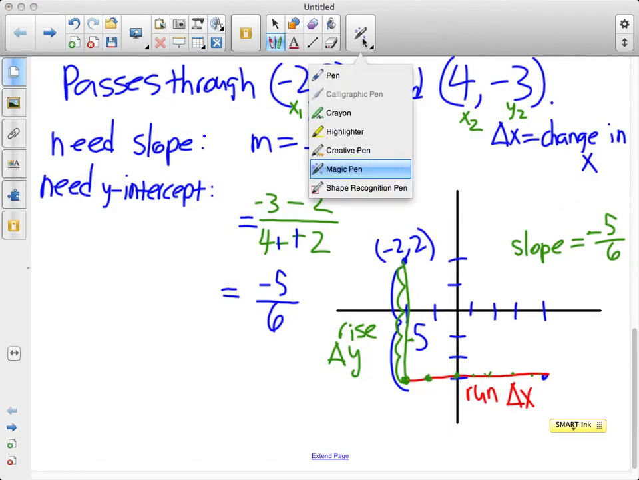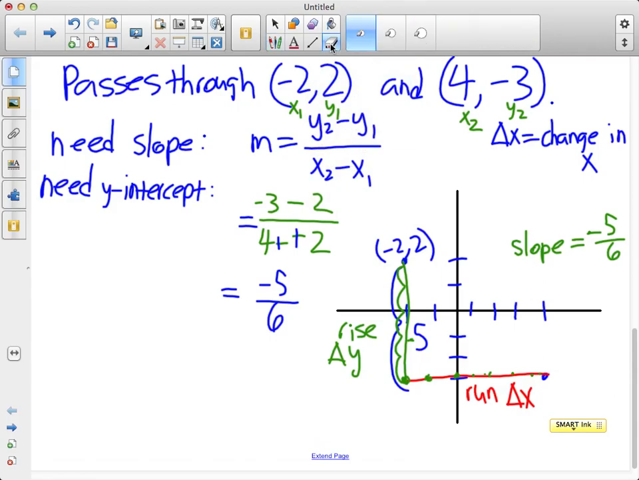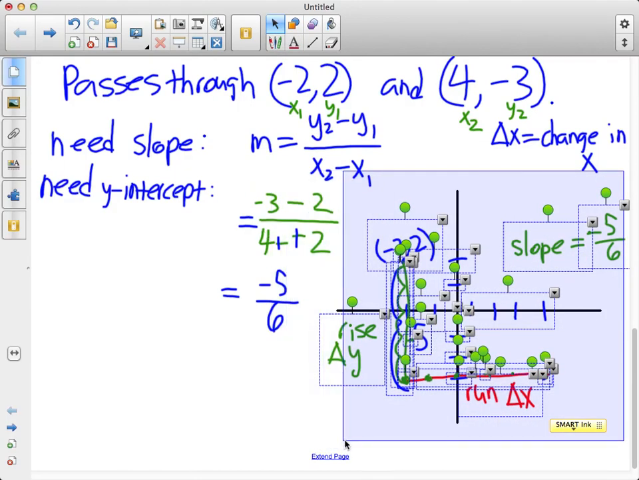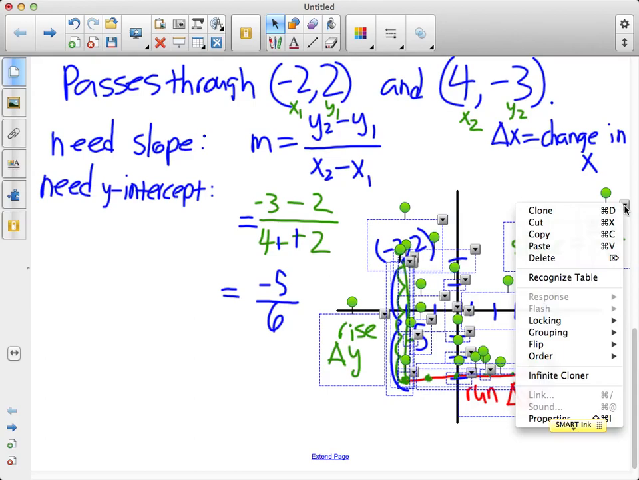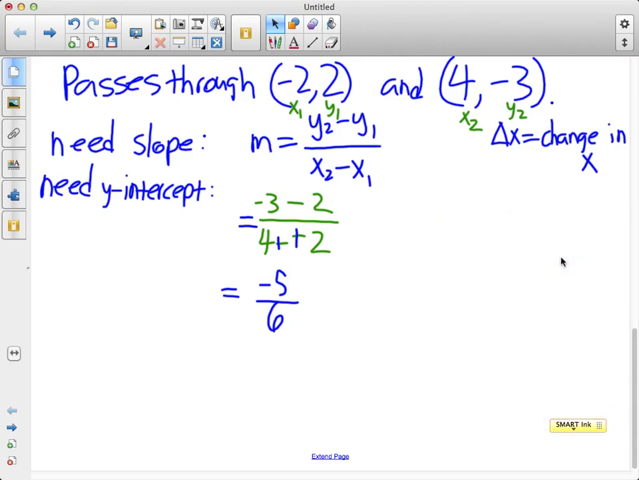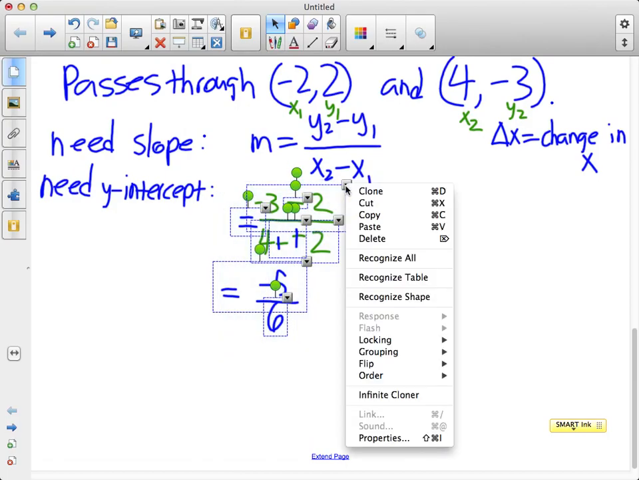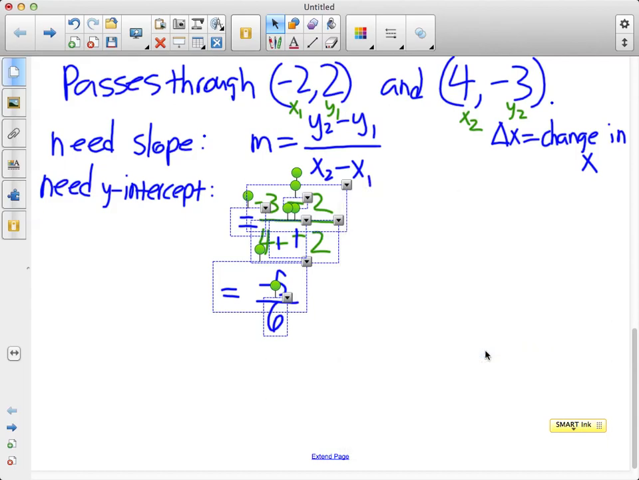All right, a lot of this stuff is going to disappear in a second. Neat. All right, so we know the slope now. So now we just need to find the y-intercept, and we'll do that the same way we found the y-intercept of that other line.